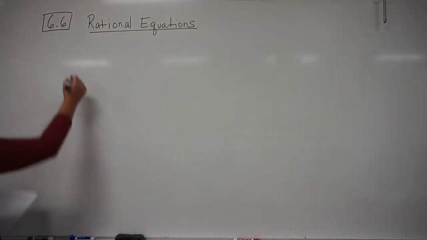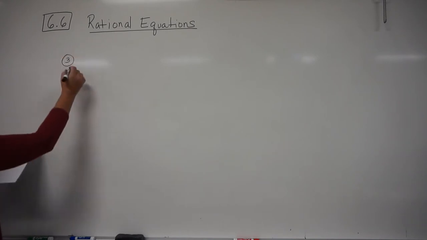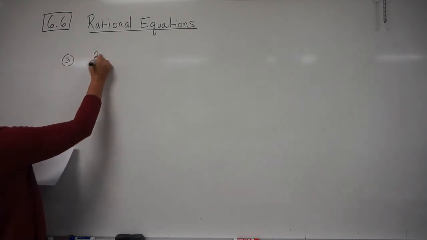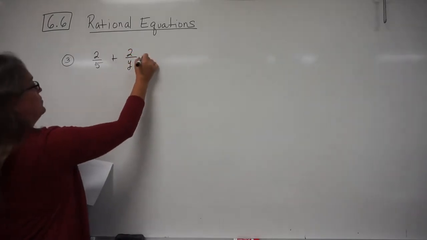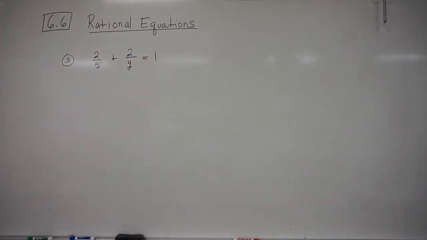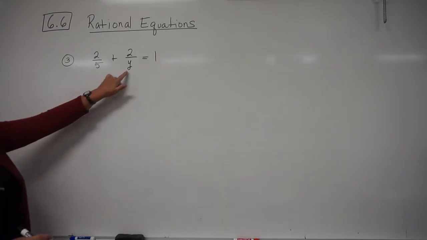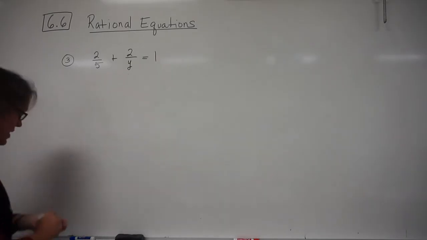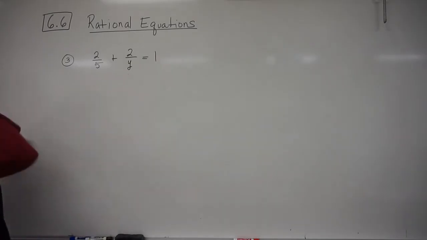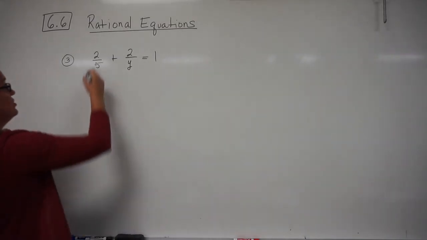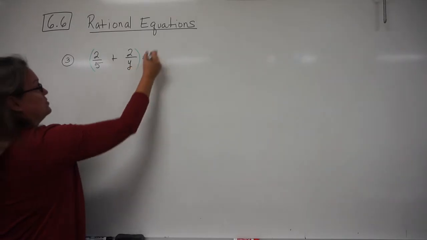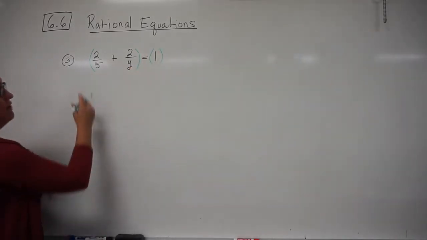Example number 3 is 2 over 5 plus 2 over y equals 1. So this is our first example where we actually have a variable in the denominator. But here too, we look at the denominators, we say what's the smallest thing those both go into? Well, those both go into 5y.